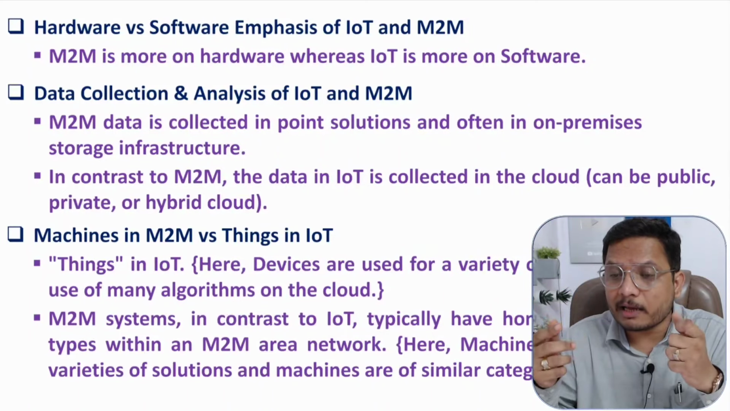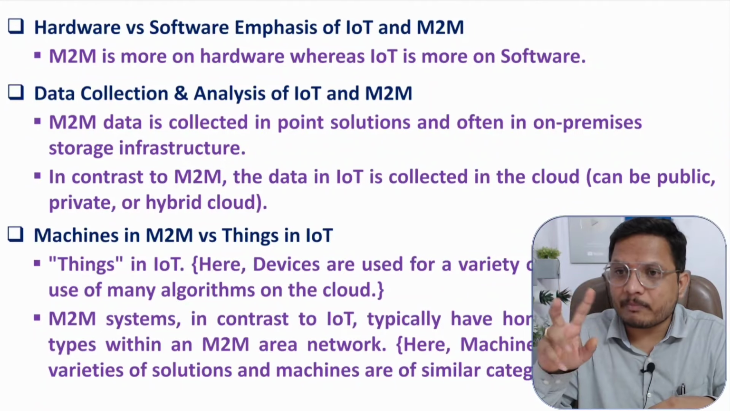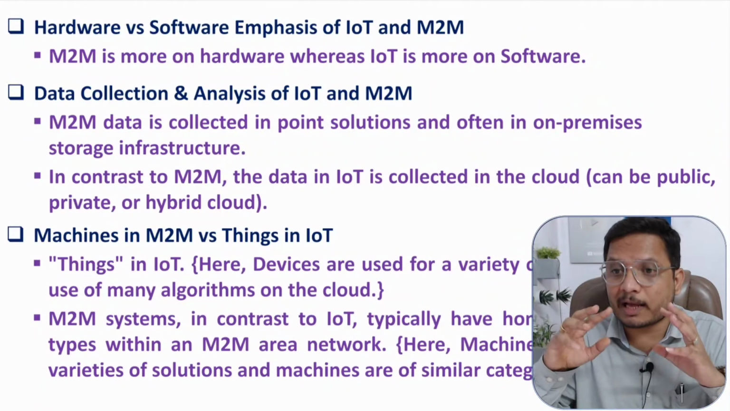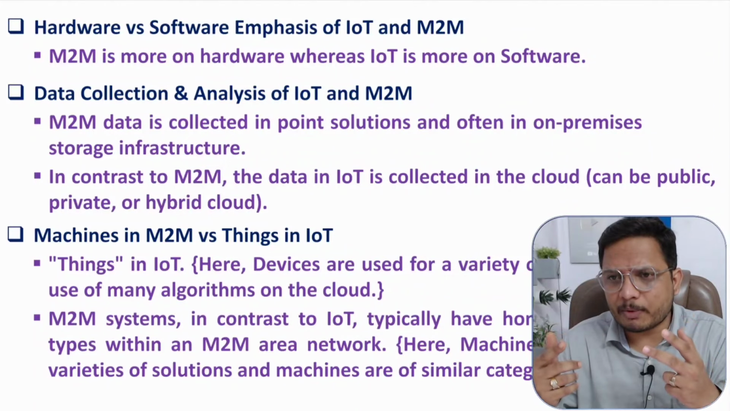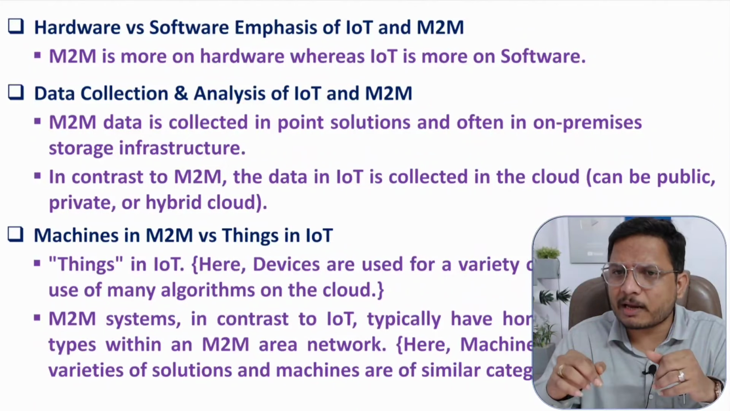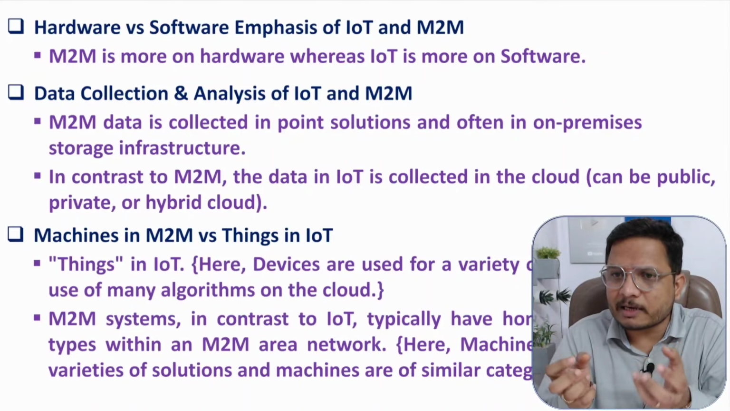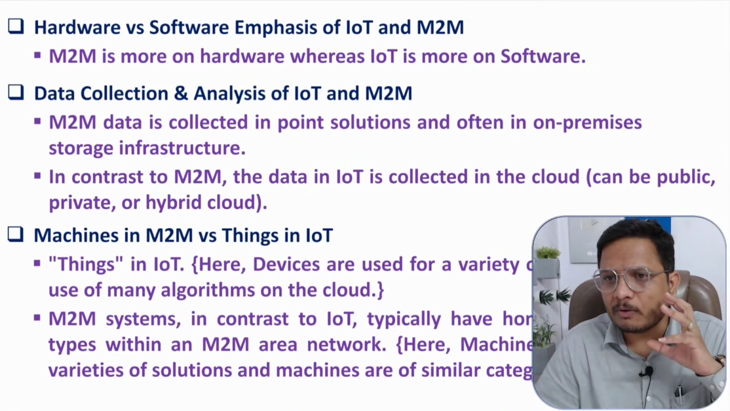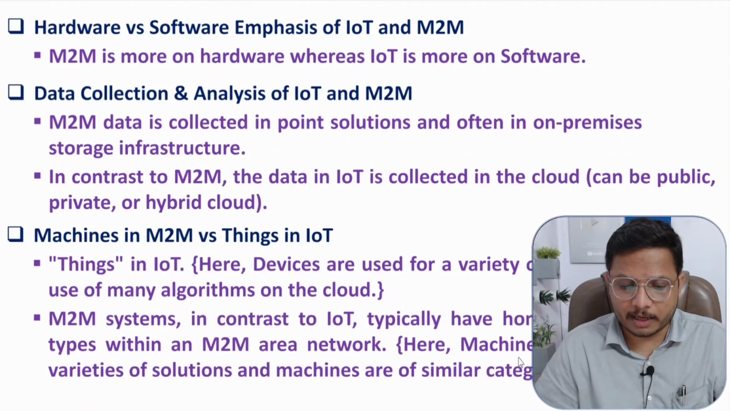While in case of IoT, data will be uploaded on the internet, on cloud data will be there. On cloud now, with the use of algorithms, with the use of advanced technology, so many solutions can be provided. While in case of M2M, we are using on-premises storage infrastructure, right? So limited solutions will be provided. That is how the basic meaning is there with machines in M2M and things in IoT.